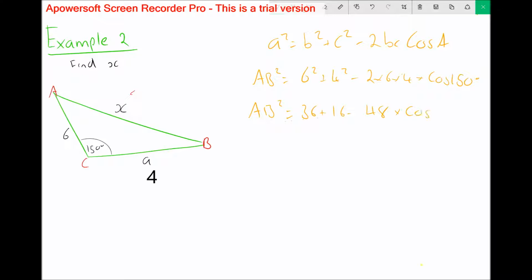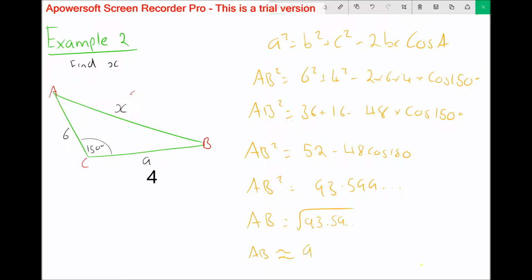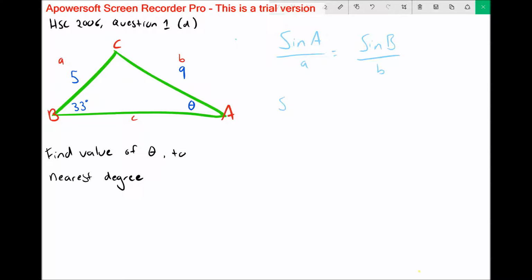algebraic mess. So we resolve this issue by plugging in the squared numbers into the calculator. After doing this, we get a final answer of 93.599 recurring. Then we must take the root of this number and only include the positive value because we cannot have a negative side.